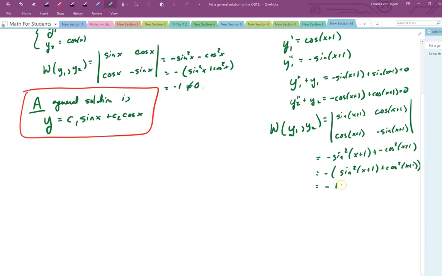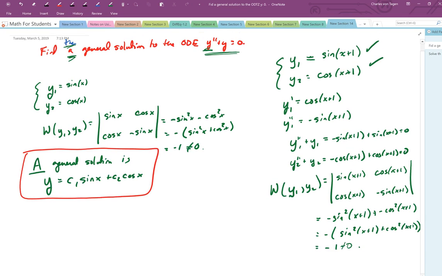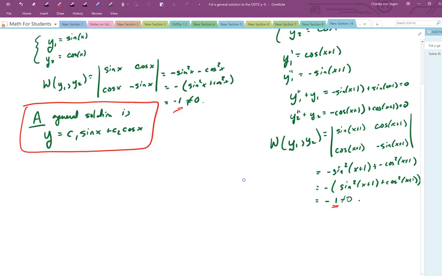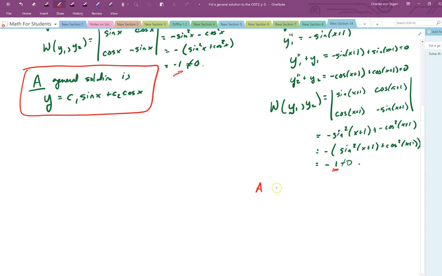I'll have to think about whether or not two different fundamental sets always have the same Wronskian if they are solutions to the same ODE. Interesting question for you to think about. Will that always happen if both fundamental sets are solutions to the ODE? Anyway, so here again we would say that a general solution is y equals c1 sine of x plus 1 plus c2 cosine of x plus 1.